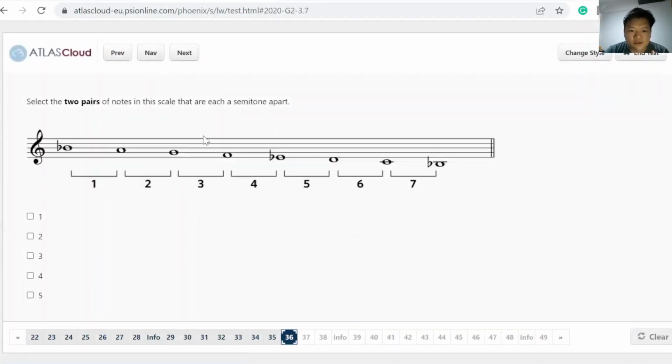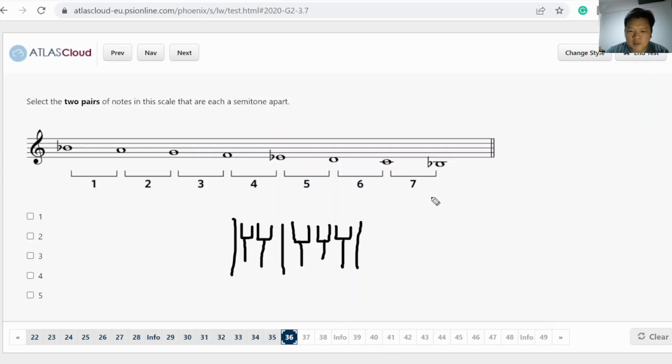Next, 2 pairs of semitones. So you have to count the steps. You've got a keyboard here, or you can draw your own keyboard. Okay, draw a piano here. A semitone stands for 1 step, so we have to count 1 by 1. B flat to C is 2 steps, so it's out.